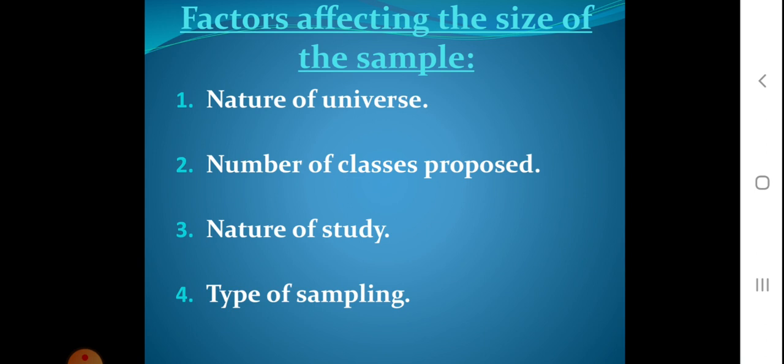The second factor affecting the size of the sample is number of classes proposed. If many class groups, here class groups means groups and subgroups, are to be formed, a large sample would be required because a small sample might not be able to give a reasonable number of items in each class group.